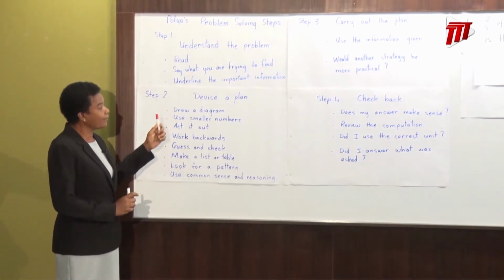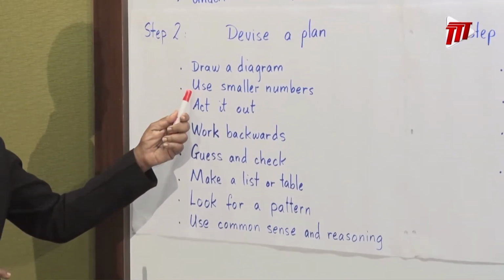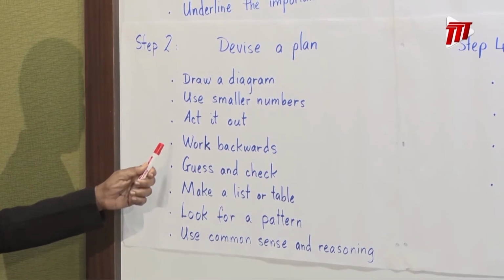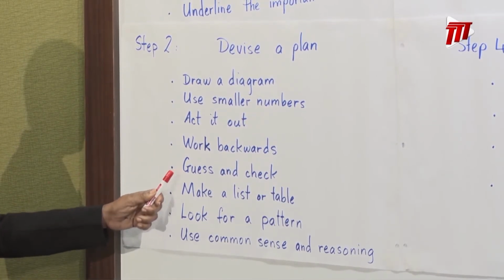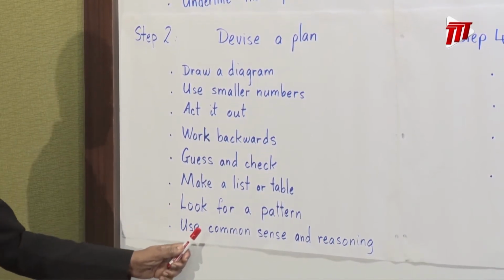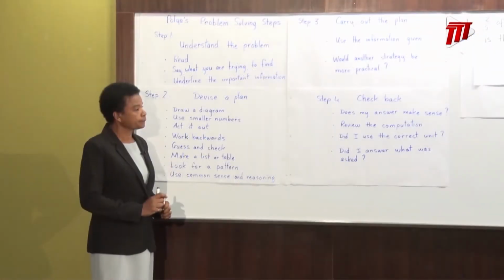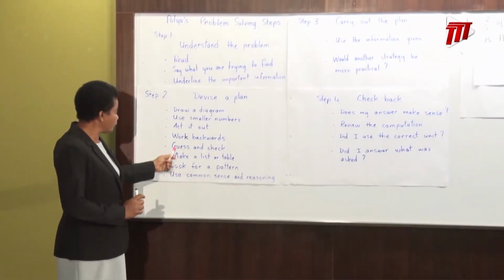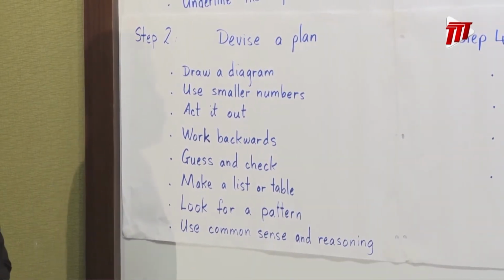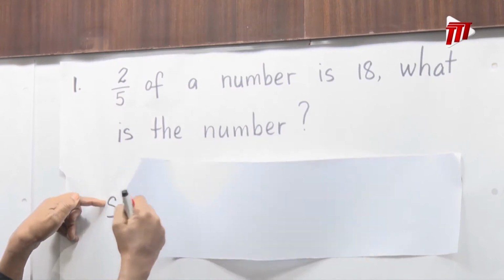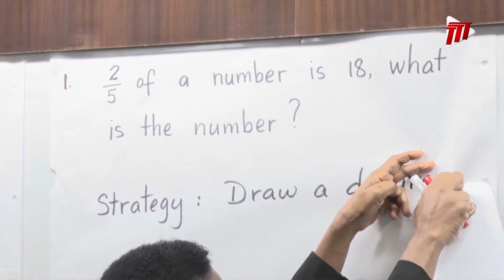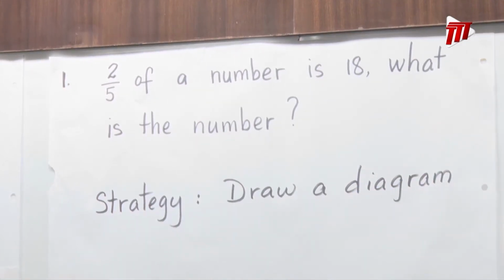Which strategy do you think would be the most appropriate one to solve that problem? Would you draw a diagram? Use smaller numbers? Act it out? Work backwards? Guess and check? Make a list or table? Look for a pattern? Or use common sense and reasoning? Again, I'm giving you a chance to go through the strategies to decide which one will be most appropriate. I chose draw a diagram. Did you come up with that one? Yes, let's see.